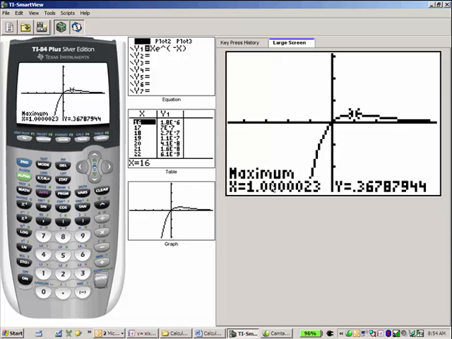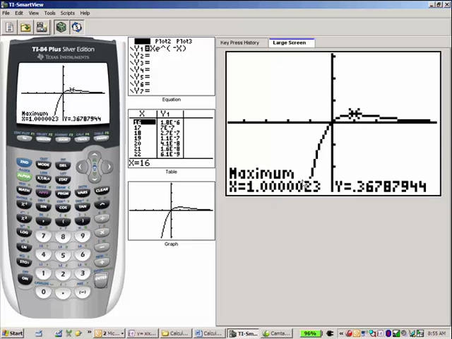Who's right? The calculator or us? Us. We are right. The calculator's wrong.